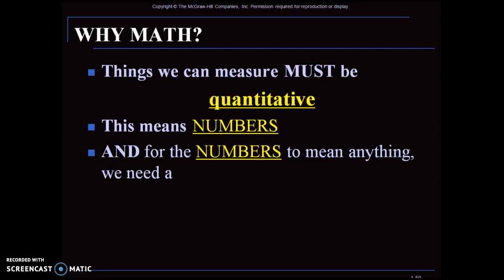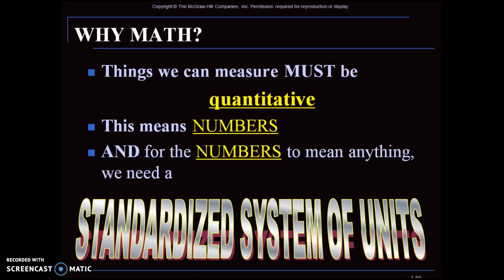Things we can measure must be quantitative. This means numbers, and for the numbers to mean anything, we need a standardized system of units.